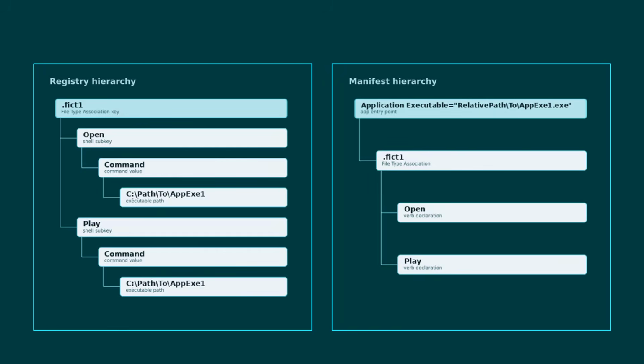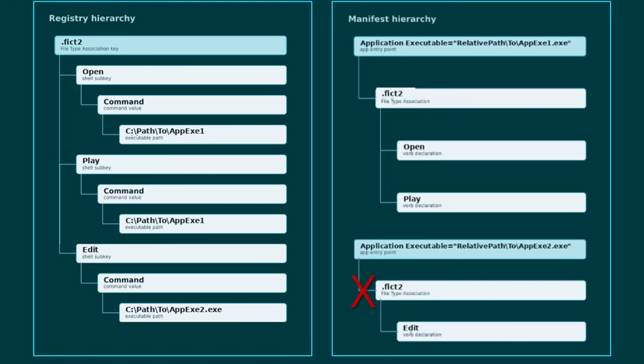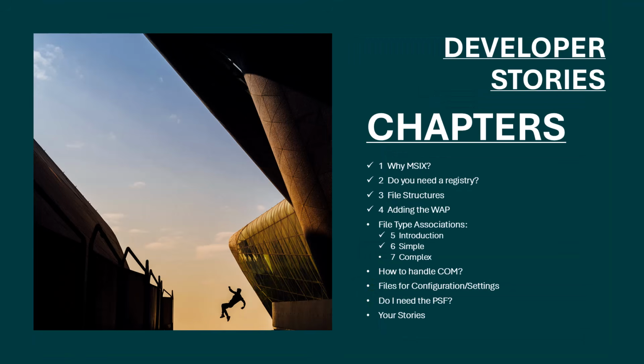So this is how we migrate file type associations into the MSIX AppX manifest file for most of the simple setups of file type associations. Join me in the next chapter, where we take a look at more complicated setups and how we must use parts of the package support framework to handle those.